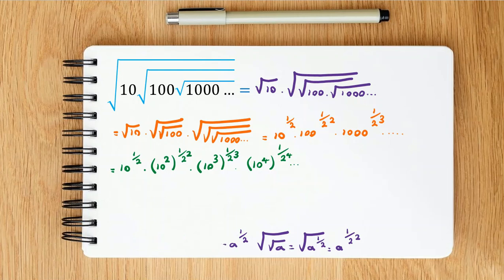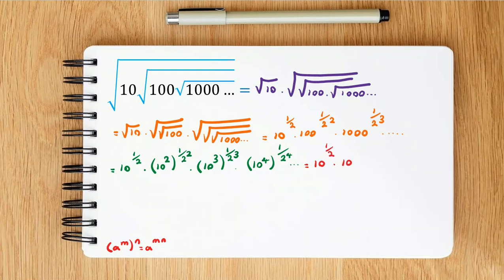Let me erase this formula. We can say that a to the m to the n equals a to the mn. So here we can say it is equal to 10 to the power of 1 over 2 times 10 to the power of 2 over 2 squared times 10 to the power of 3 over 2 cubed times 10 to the power of 4 over 2 to the 4 and so on.